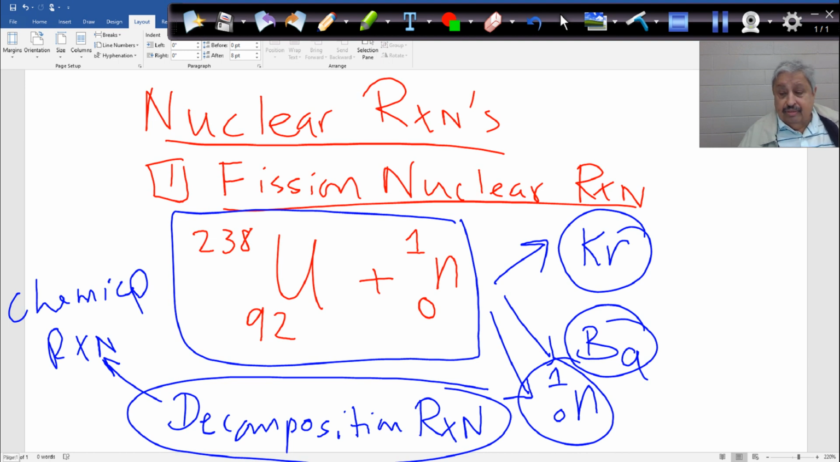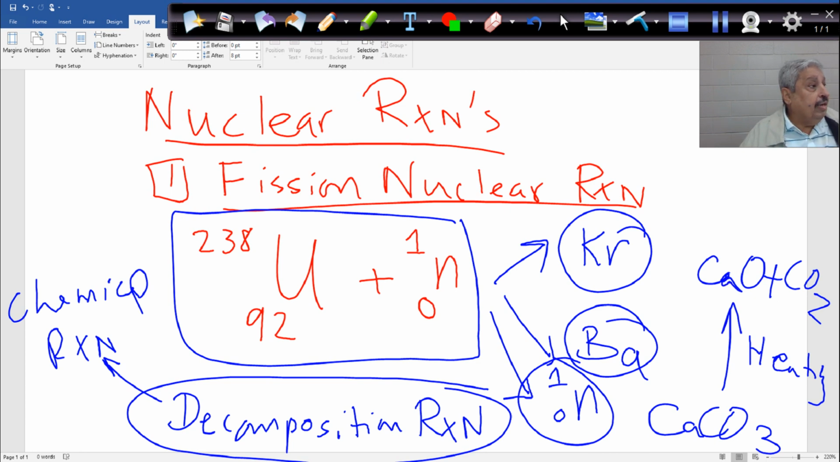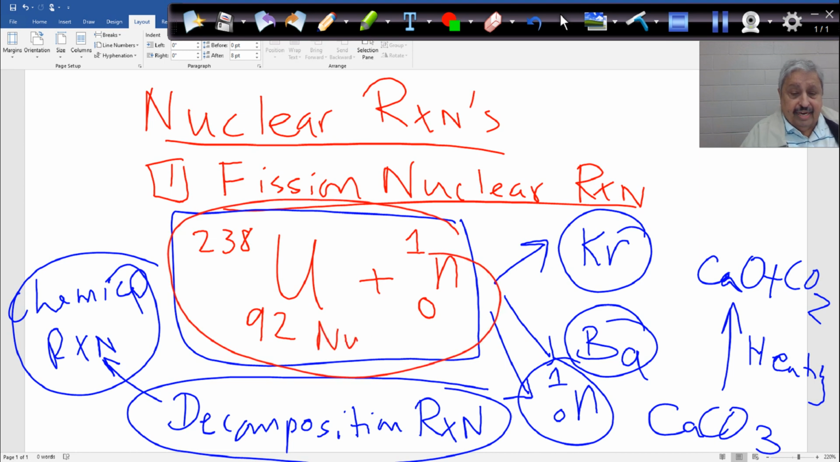For example, you will have the opportunity today to do this one here. Calcium carbonate, you take it up by heating. You can make out of it calcium oxide plus CO2. So you chop it into small, tiny molecules or compounds. This is called a decomposition chemical reaction. This is a chemical reaction. However, in this sense here, we have a nuclear reaction, correct? And we can tell the difference.